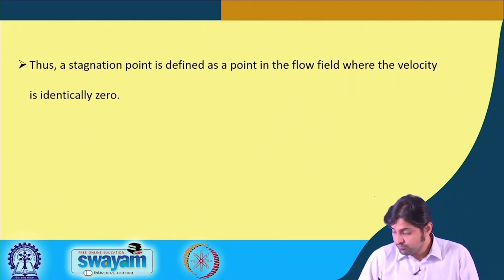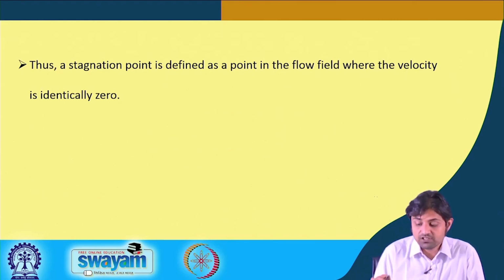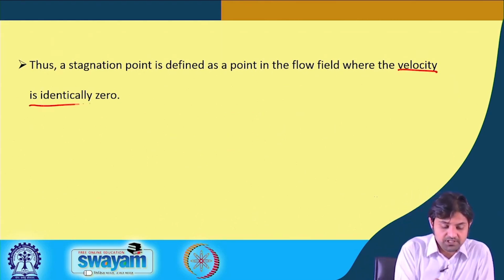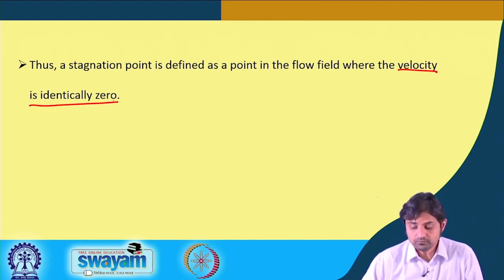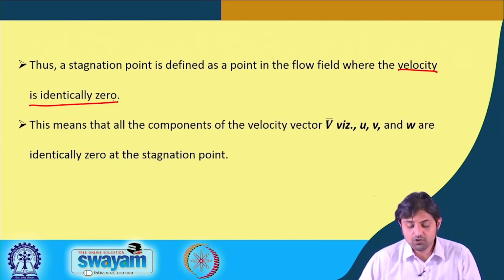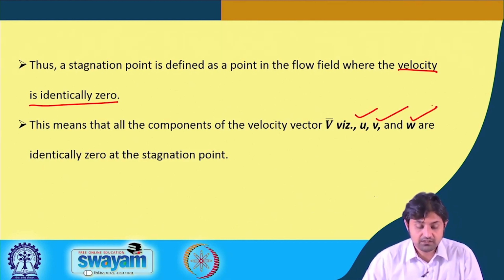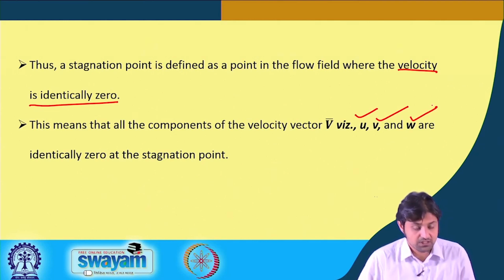Thus, a stagnation point is defined as a point in the flow field where the velocity is, this is the key point, identically 0. This means that all the components of the velocity V, that is u, v and w, are identically 0 at this stagnation point. Some of it we are going to see in today's lecture, or in the weeks coming forward, where the stagnation point can be used.